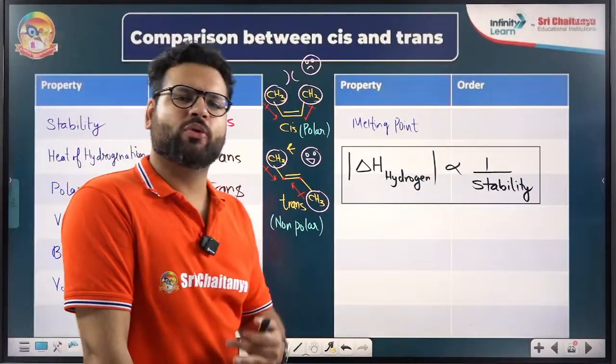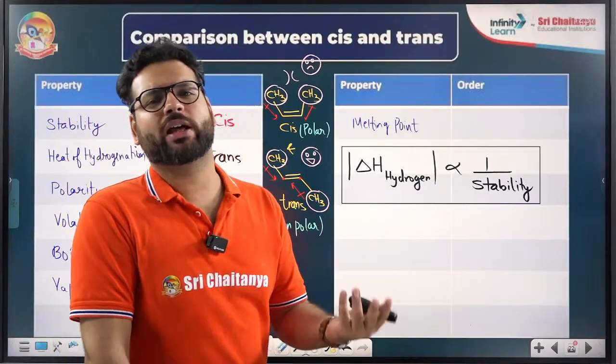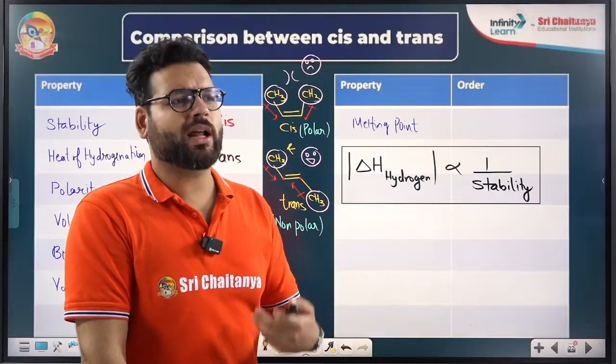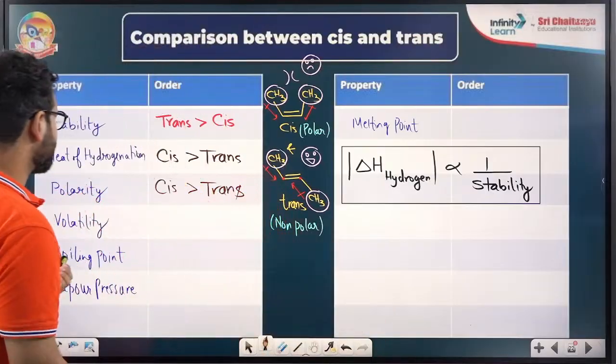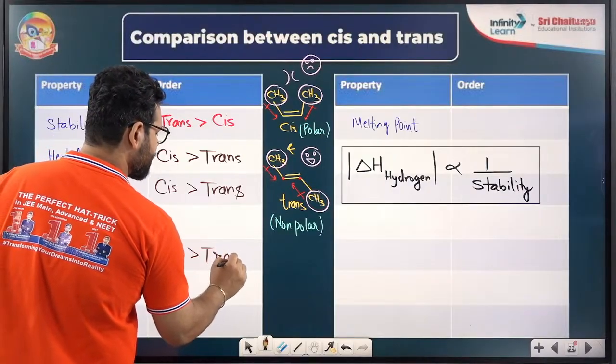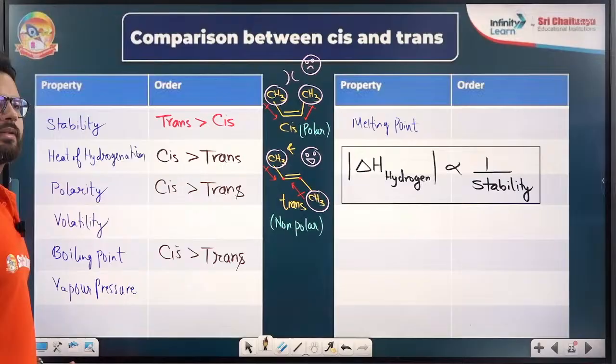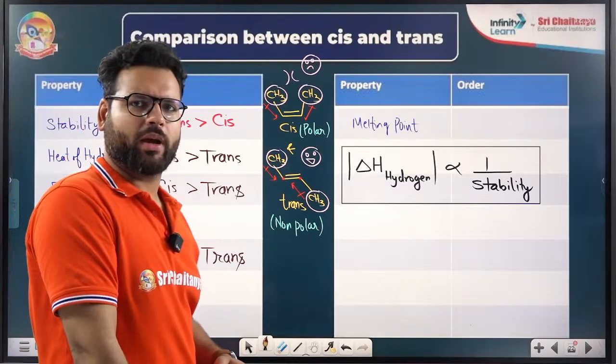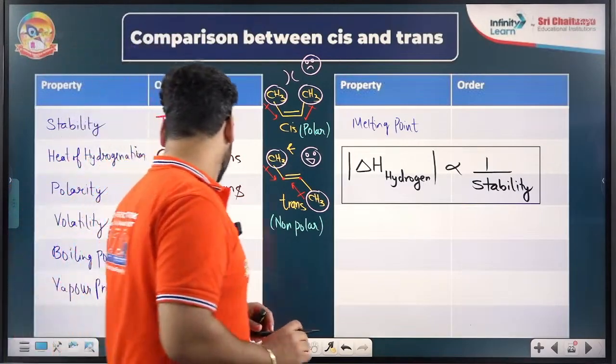The one which is more polar has more dipole-dipole interaction. More dipole-dipole interaction, more boiling point. So in the boiling point case also, cis will be better than trans. Okay, all of you know about this.